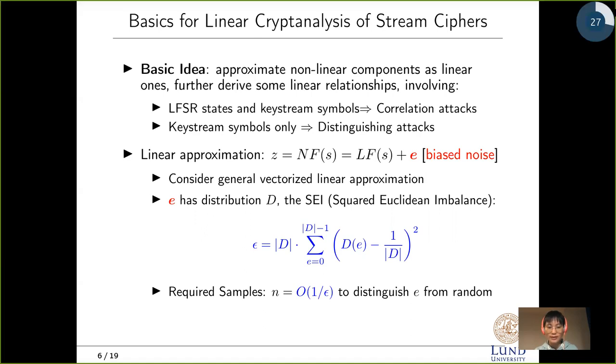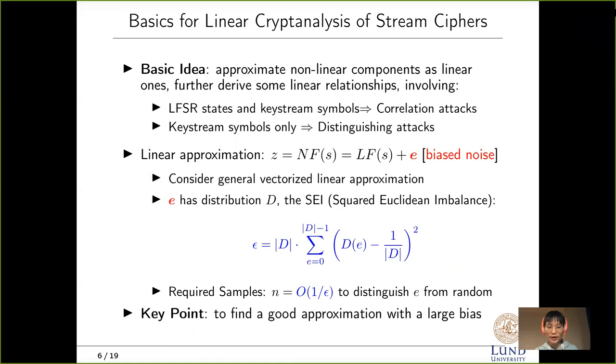It's well known that the required samples to distinguish E from random is around 1 over epsilon. And we can see the noise E evaluates the quality of the linear approximation. And the key point of linear cryptanalysis is to find a good approximation with a large bias.